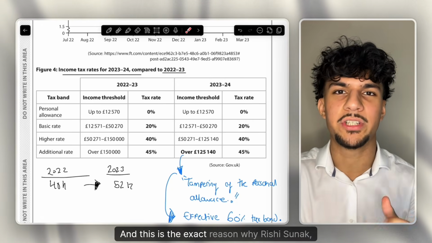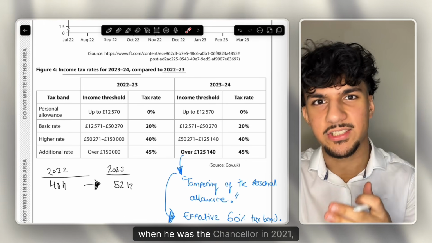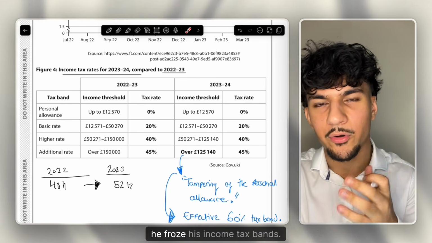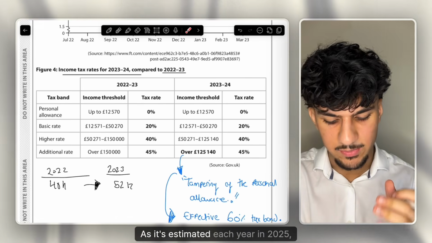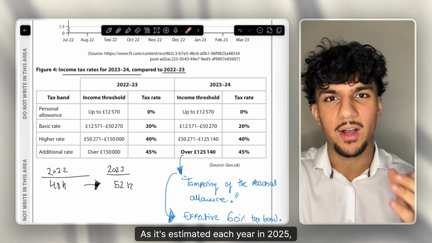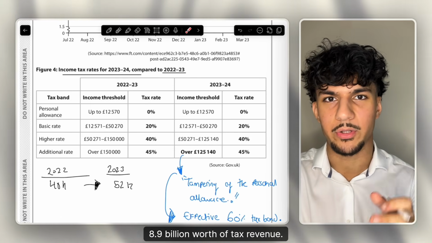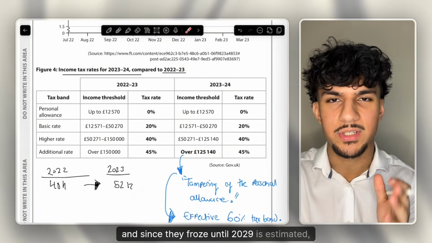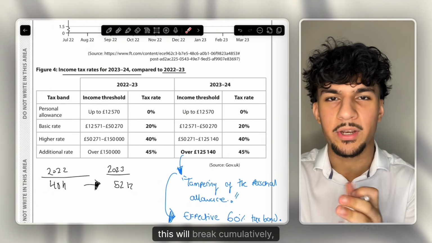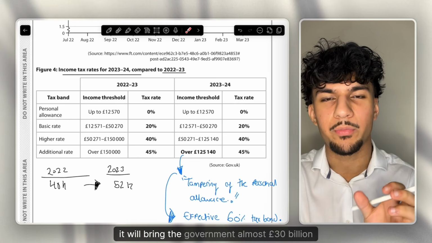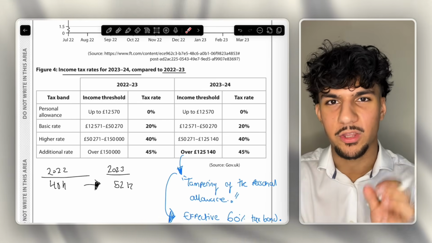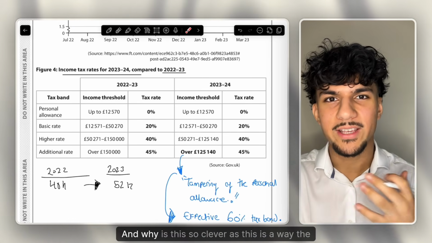And this is the exact reason why Rishi Sunak, when he was the Chancellor in 2021, froze the income tax bands, as it's estimated each year in 2025, it will bring the government £8.9 billion worth of tax revenue. And since they froze until 2029, it's estimated this will bring, cumulatively, the government almost £30 billion worth of tax revenue. And why is this so clever?